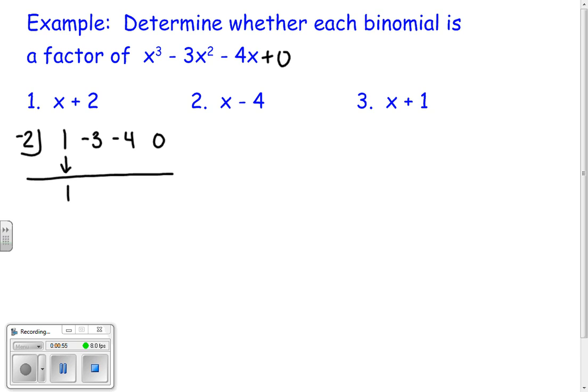Start by bringing down the 1. Negative 2 times 1 is negative 2, combined with the negative 3 is negative 5. Negative 2 times negative 5 is 10, combined with the negative 4 is 6. And negative 2 times 6 is negative 12, combined with the 0 is negative 12. Because that is a number other than 0, this is not a factor.